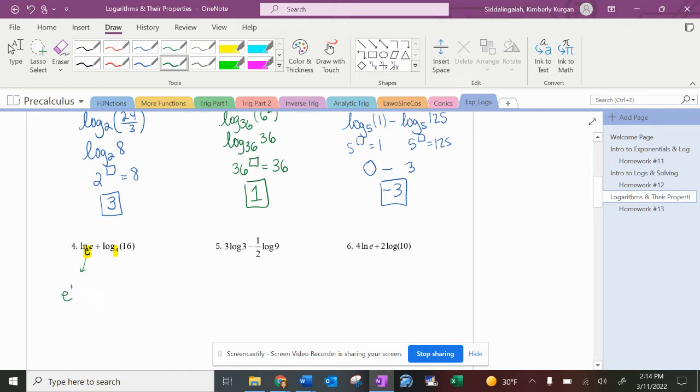This first part is saying e to what power gives me e? Well, that's just 1. And then the second part is saying 4 to what power gives me 16? Oh, well, that's going to be 2. And 1 plus 2 is 3.